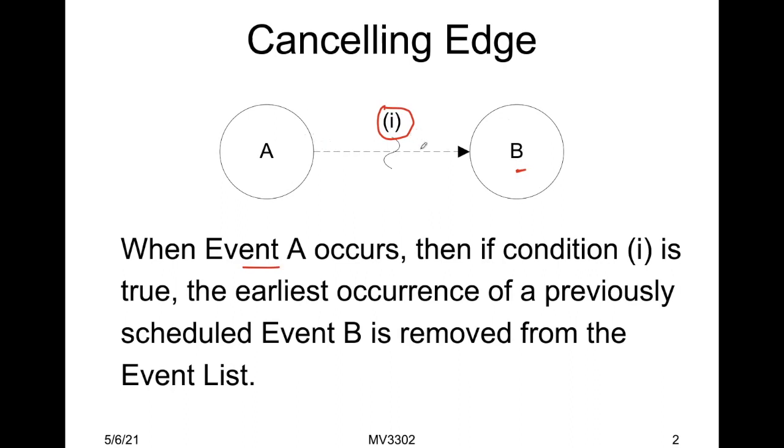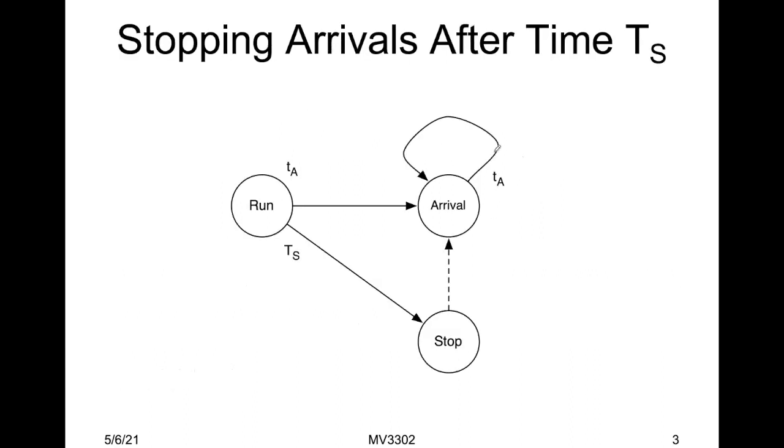And so the way to read this would be, if the intercept was successful, then the impact event is removed from the event list. In other words, it doesn't happen. Okay, so that's how a canceling edge works. So here's a simple example of what we might do with this.